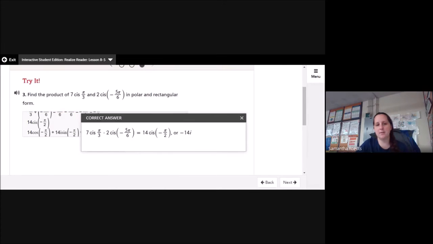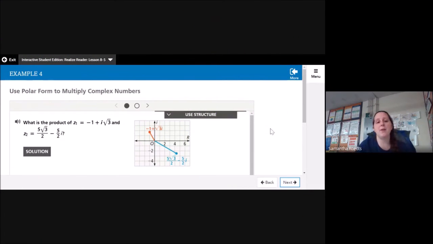So those are my two answers. I have 14 cis negative pi over 2 or negative 14i. All right, use polar form to multiply complex numbers.